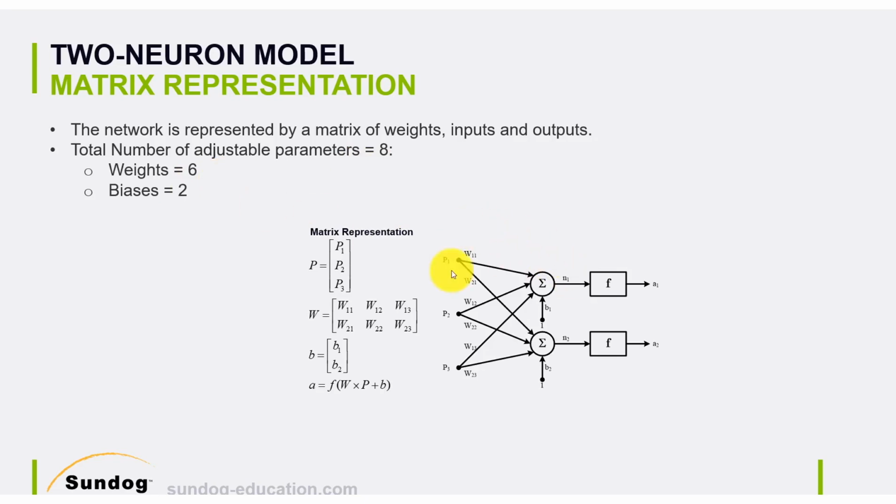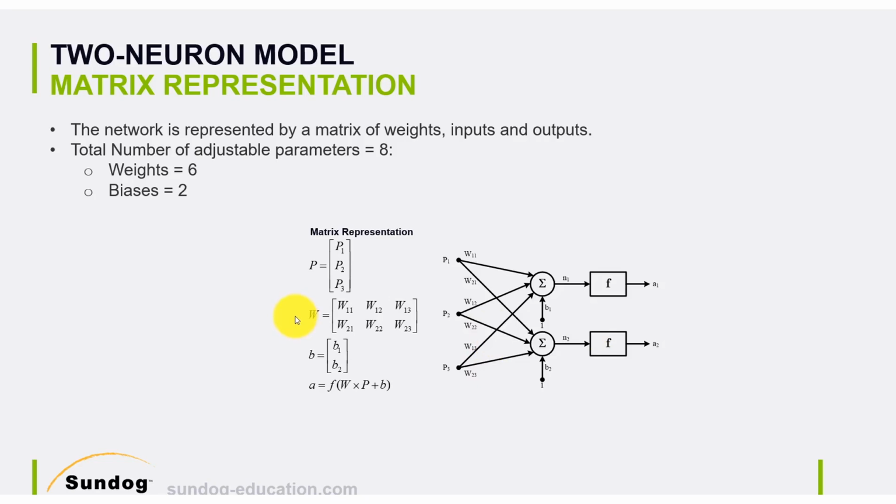So in total, we have 6 weights, right? And we have 2 bias signals. If you count them, it's very simple: 1, 2, 3, 4, 5, and 6. That's 6 weights here. And we have 2 biases, that sums up to 8 adjustable values.